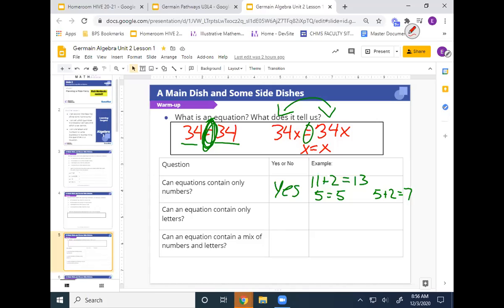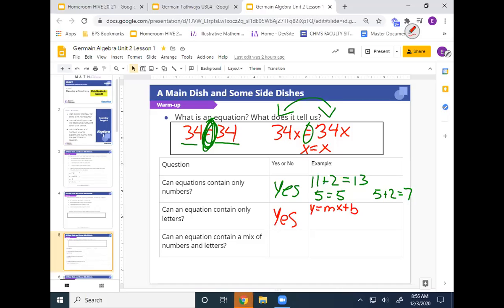Good. Now, as we look at this next one, can an equation contain only letters? This one is also true. An equation can contain only letters. What is an example of an equation that contains only letters? Nice job, Gwen. Gabe, that's fantastic. Y equals mx plus b.